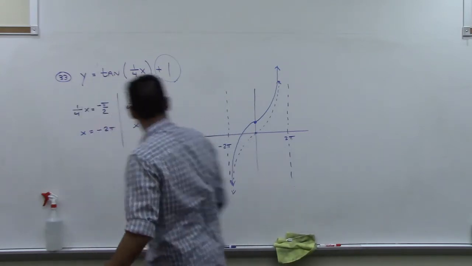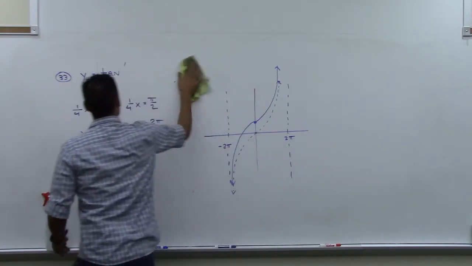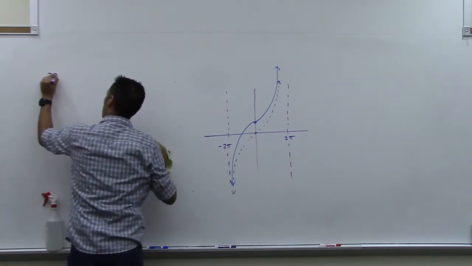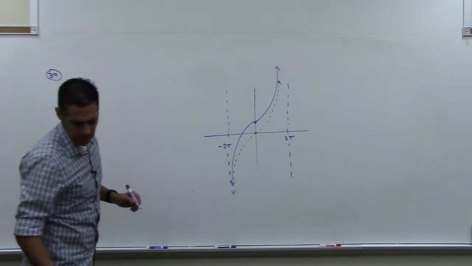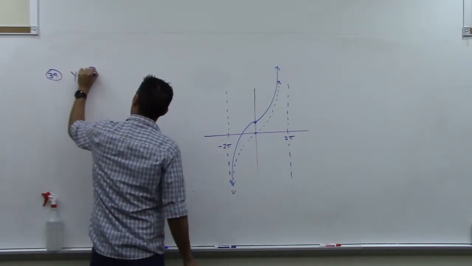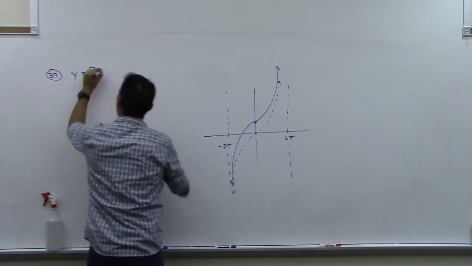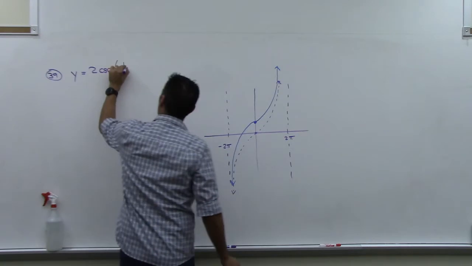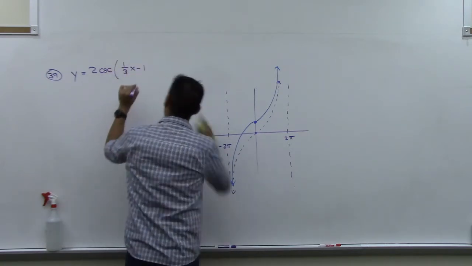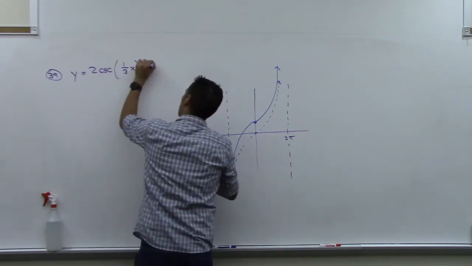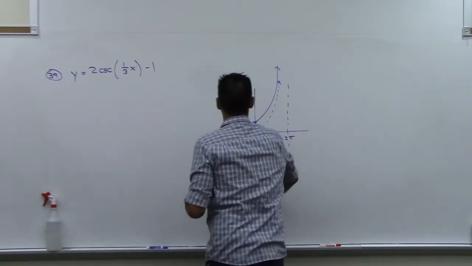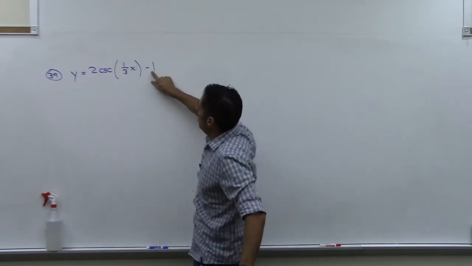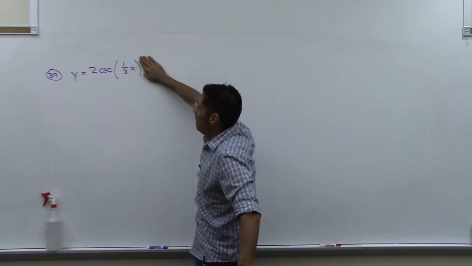Number 39. Number 39. This is a good one right here. 39. Y equals 2 cosecant of 1/3 x minus 1. All right, so this right here, minus 1, is going to move the whole graph down. It's going to move that graph down by 1.